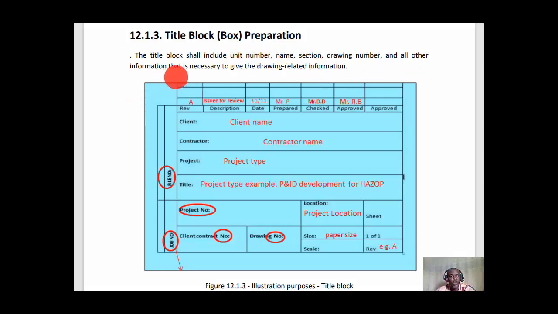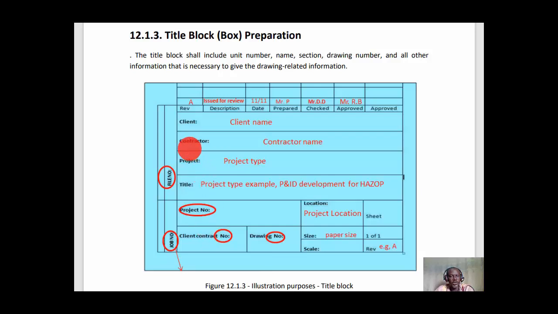The title block shall include unit number, name, section, drawing number, and other information that is necessary to give the drawing related information. For illustration purposes, a typical title box will definitely have the job number, file number, project number, the client contract number, and the drawing number, and so on.